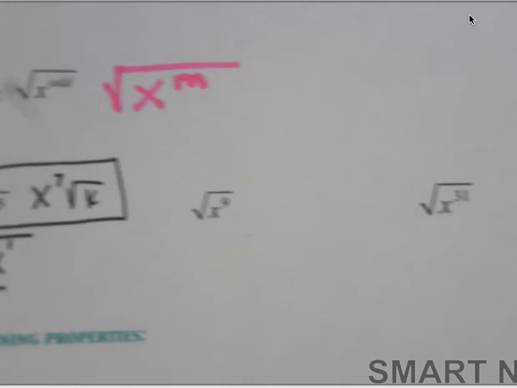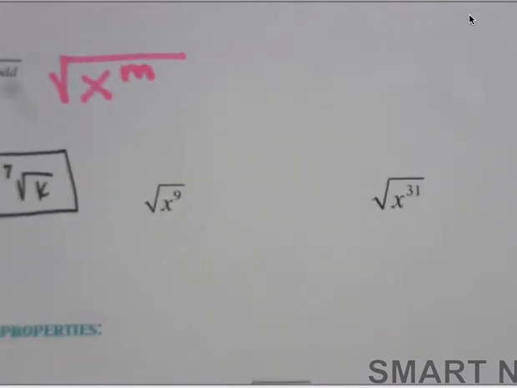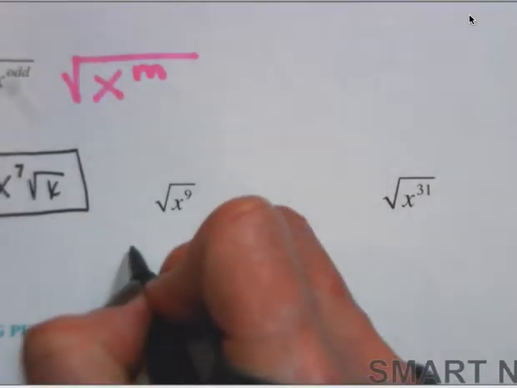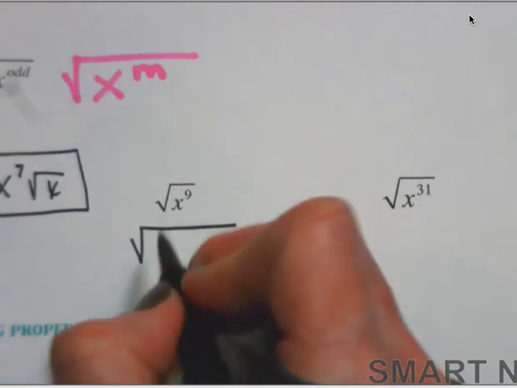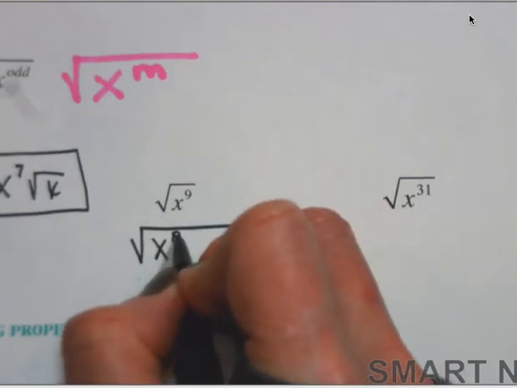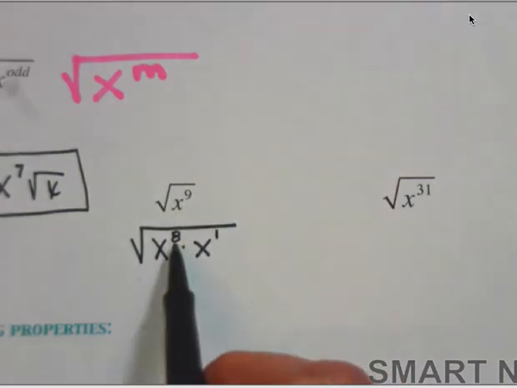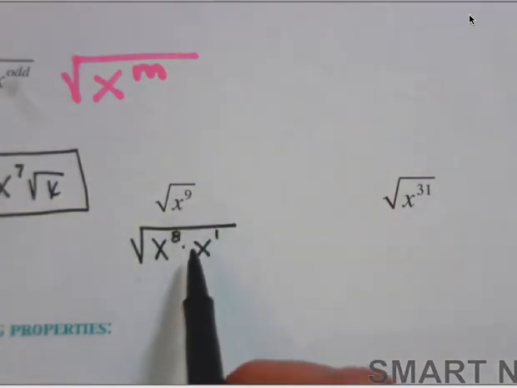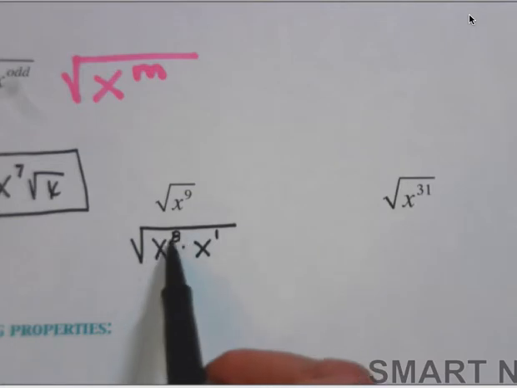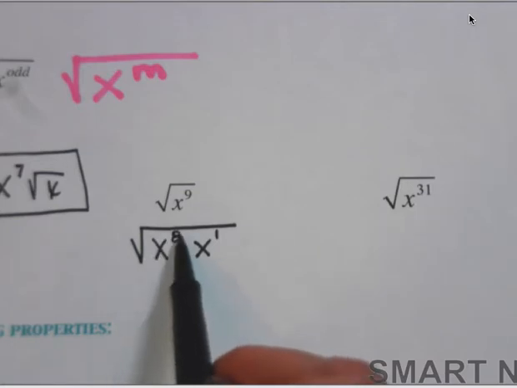Let's look at x raised to the power of 9, and apply the same logic. The largest perfect square factor of x to the 9th is going to be x to the 8th. And since it's to the 9th power, x to the 8th, 8 plus 1 gives you 9. So here's my perfect square because it's an even number. 8 divided by 2 is 4.